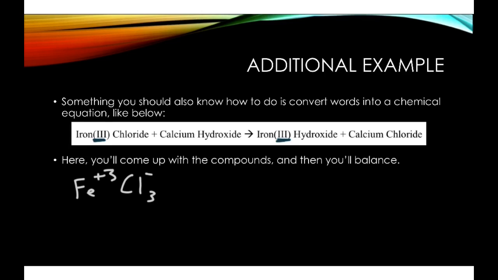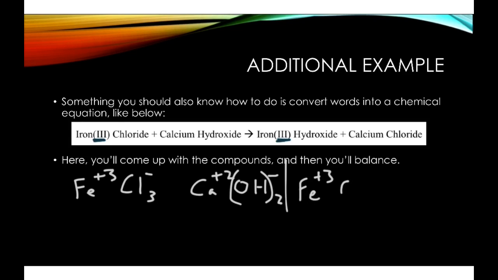For calcium hydroxide, I know my calcium has a +2 and my hydroxide has a -1. So, and remember your parentheses, I'm going to need 2 hydroxides in order for this to balance. Iron 3 hydroxide, same deal. Fe +3, OH -1, going to need 3, and then CaCl, that's a -1 and a +2. I'm going to need 2 chlorine.